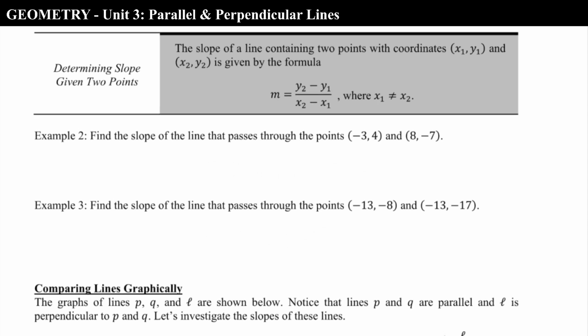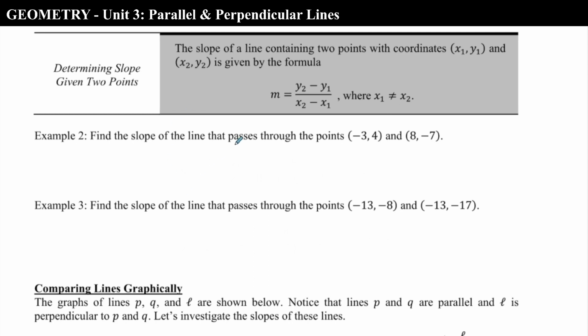The slope of a line containing 2 points with coordinates (x1, y1) and (x2, y2) is given by this formula: m equals y2 minus y1 over x2 minus x1. Of course, we cannot have x1 and x2 be equal to one another, because if we did, then we'd have a vertical line, and we'd have an undefined slope because we'd have division by 0.